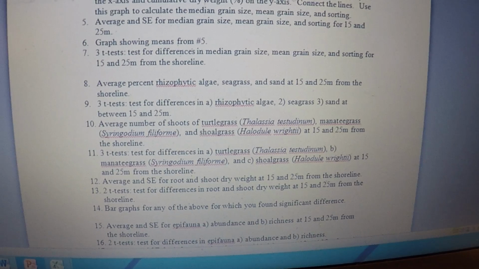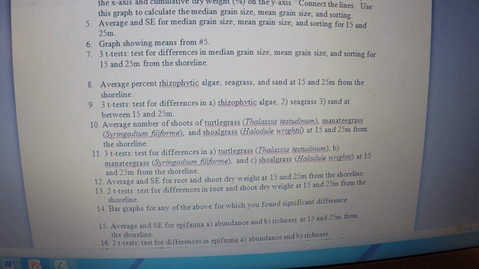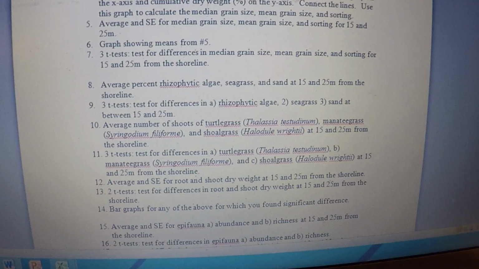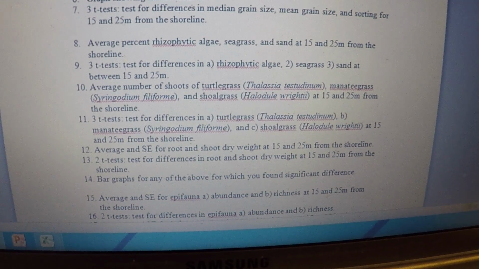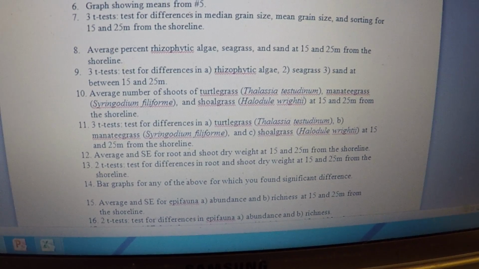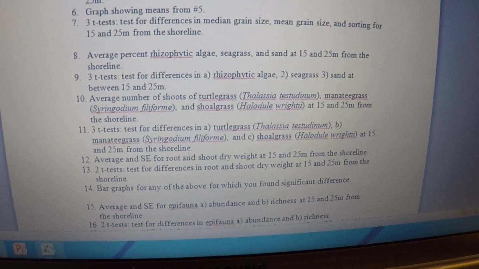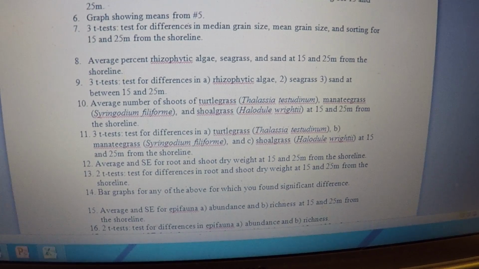And then you're also going to do 3 t-tests to determine whether or not each one of those species is different at 15 and 25. And then you are going to determine the average and standard error for root and shoot dry weight at 15 and 25 from the shoreline and do 2 t-tests, one for roots, one for shoots, to determine if there's a difference between 15 and 25.